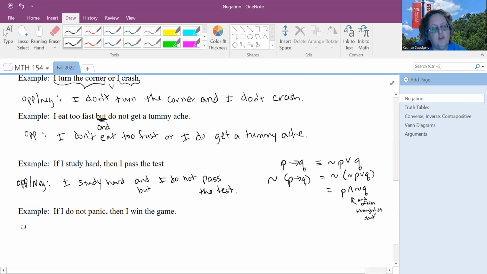All right, so let's do this example. If I do not panic, then I win the game. So what would the opposite be? Okay, I'm going to do this part. So I do not panic. That part's staying the same, just like it did here: I study hard, I study hard. I do not panic, but, or and, either way, I do not win the game.